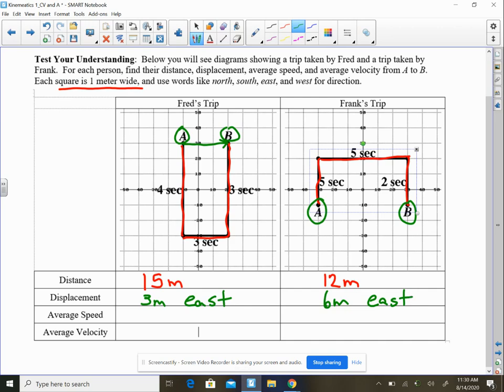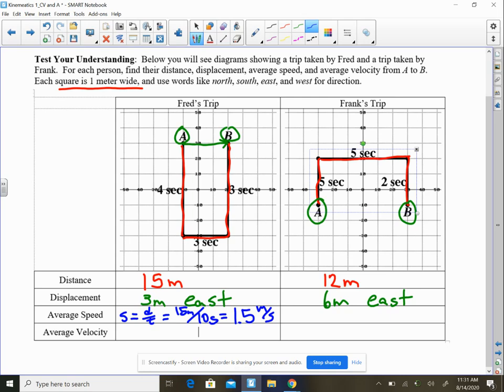Let's look at our speed. How do we find average speed? Speed equals distance over time. The total distance traveled by Fred was 15 meters. How long did it take Fred to travel that distance? If you add up 4 seconds plus 3 seconds plus 3 seconds, you get a total of 10 seconds, or a speed of 1.5 meters per second.